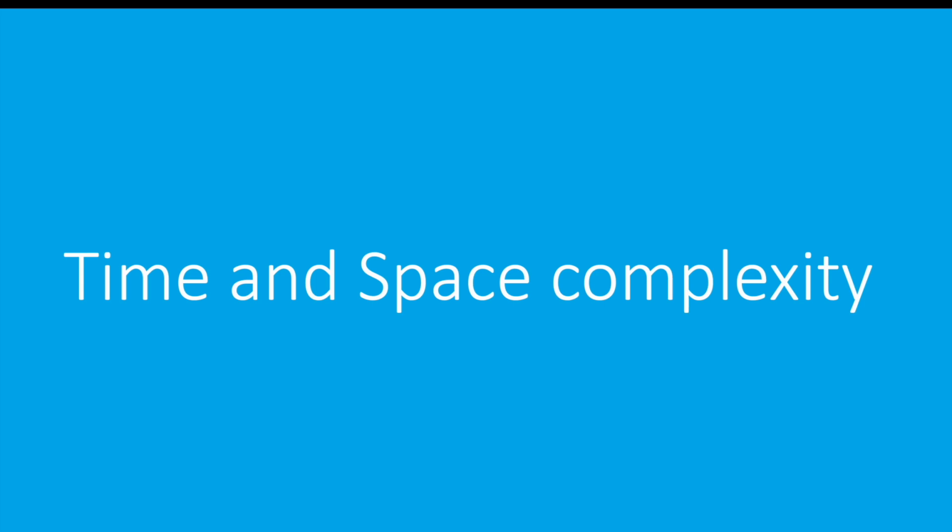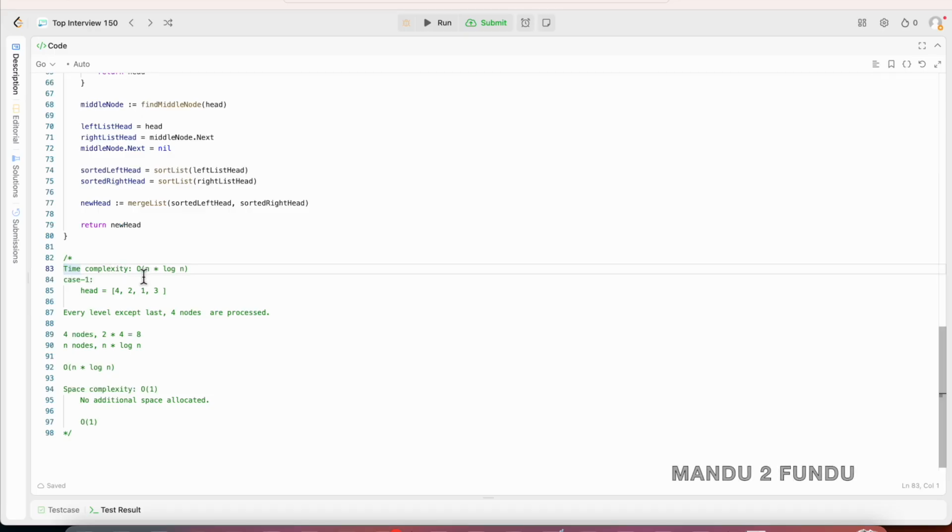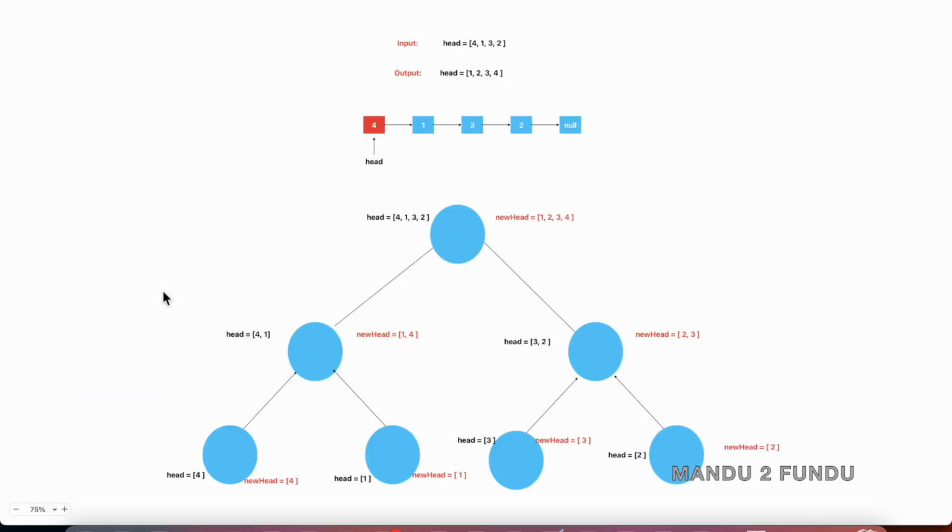Next I'm going to do the time and space complexity analysis for this solution. Time complexity for this procedure is order of n log n. Okay. Let's take a look at this case. The given linked list has 4 nodes: 4, 2, 1, 3. And if you look at it, when we make a recursive call, we keep splitting the linked list in half until we reach a sublist that has only one node. So when we process this linked list, there are 2 levels of recursive calls.